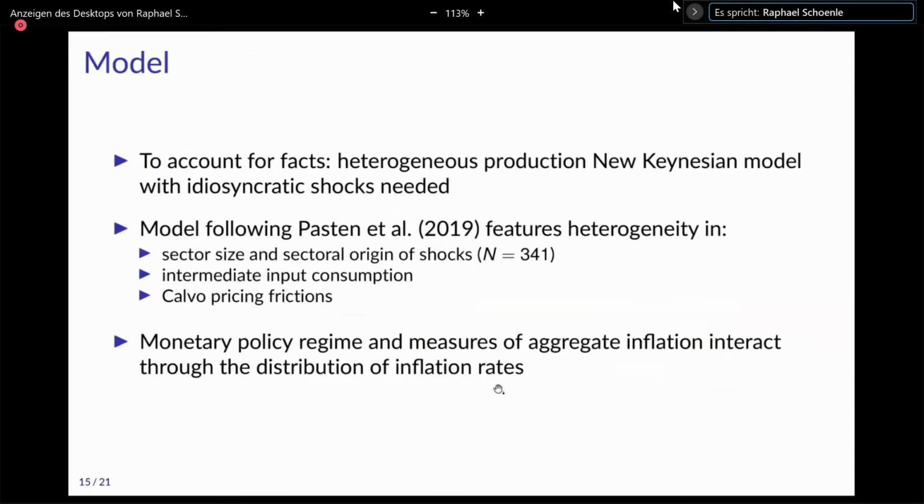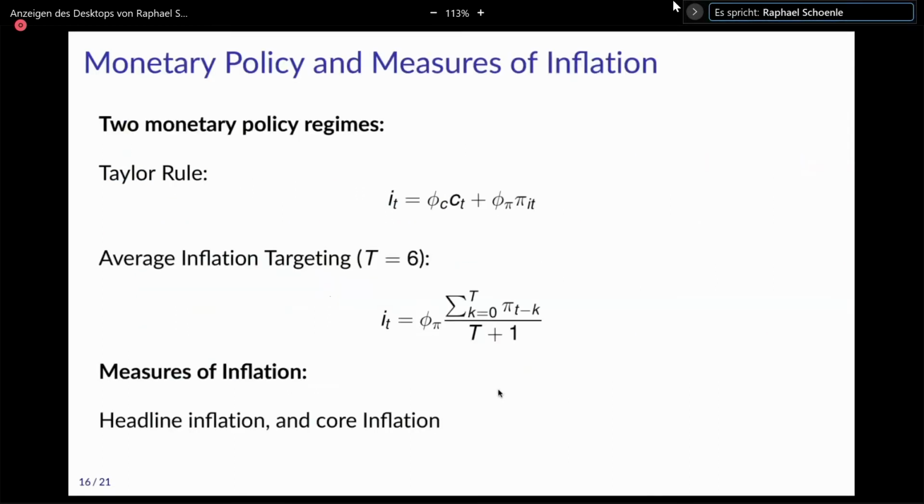So to account for these facts, we use a heterogeneous production Keynesian model with idiosyncratic shocks, and we follow some of my earlier work, which features heterogeneity in sector size and sectoral origins of shocks. Where we also have intermediate input consumption and pricing, and we focus on the interaction between monetary policy and measures of aggregate inflation through the distribution of disaggregated inflation rates. The two monetary policy regimes we consider here are a Taylor rule, as well as average inflation targeting, interacting with headline or core inflation.